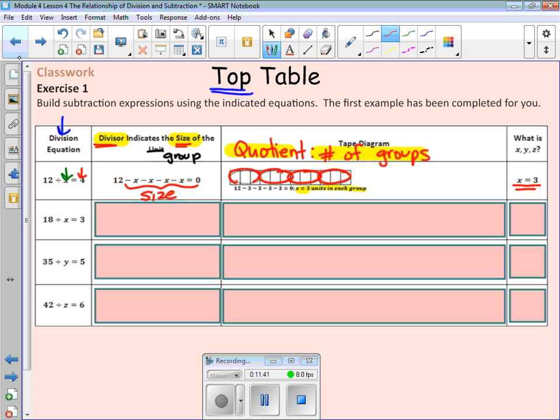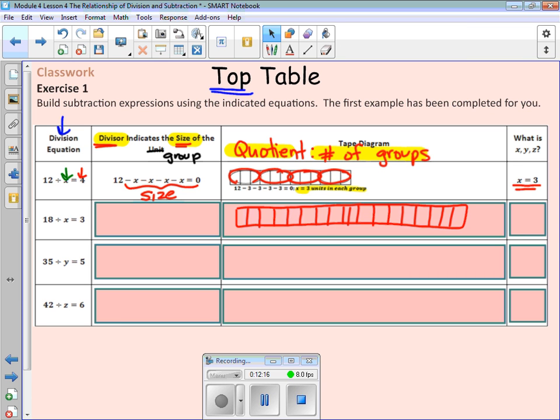I'm sure you're still feeling a little cross-eyed. It would be easier if you did one. So let's do number 2 together. We're on the top table for number 2. 18 divided by x equals 3. So what's our quantity? What's my dividend? How much do I have? 18. So go, draw a tape diagram. 17 cuts gives you 18 boxes.